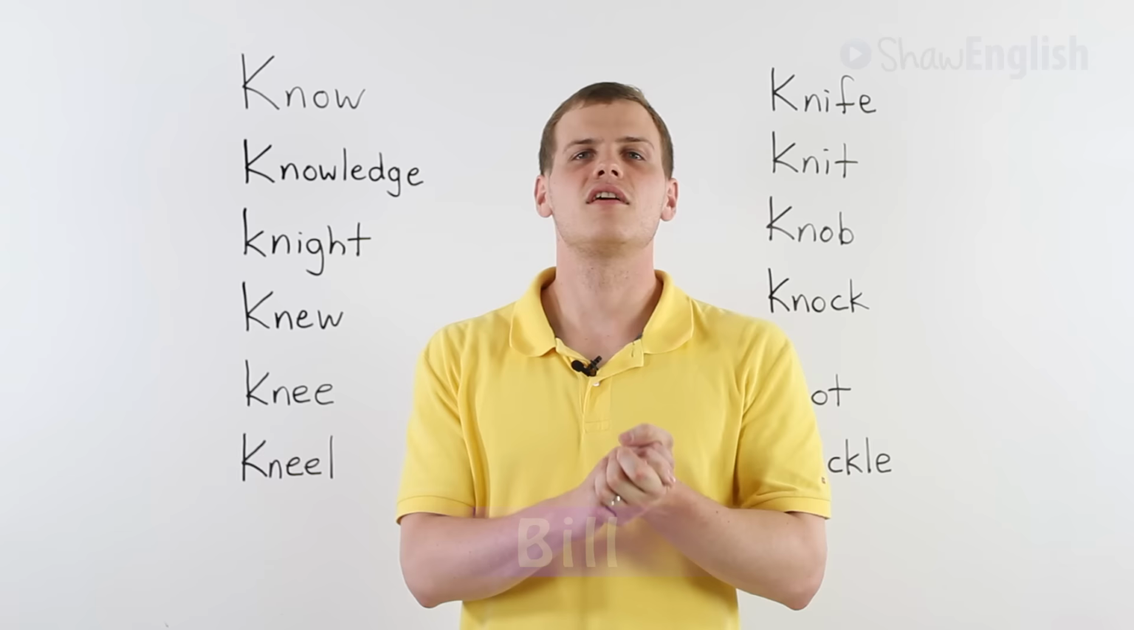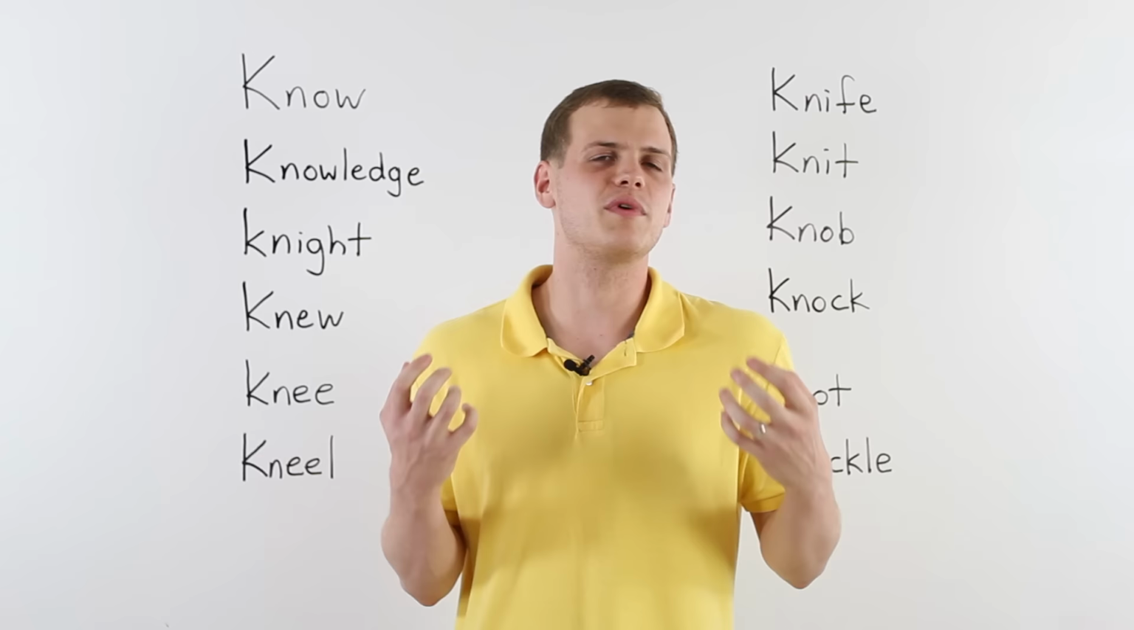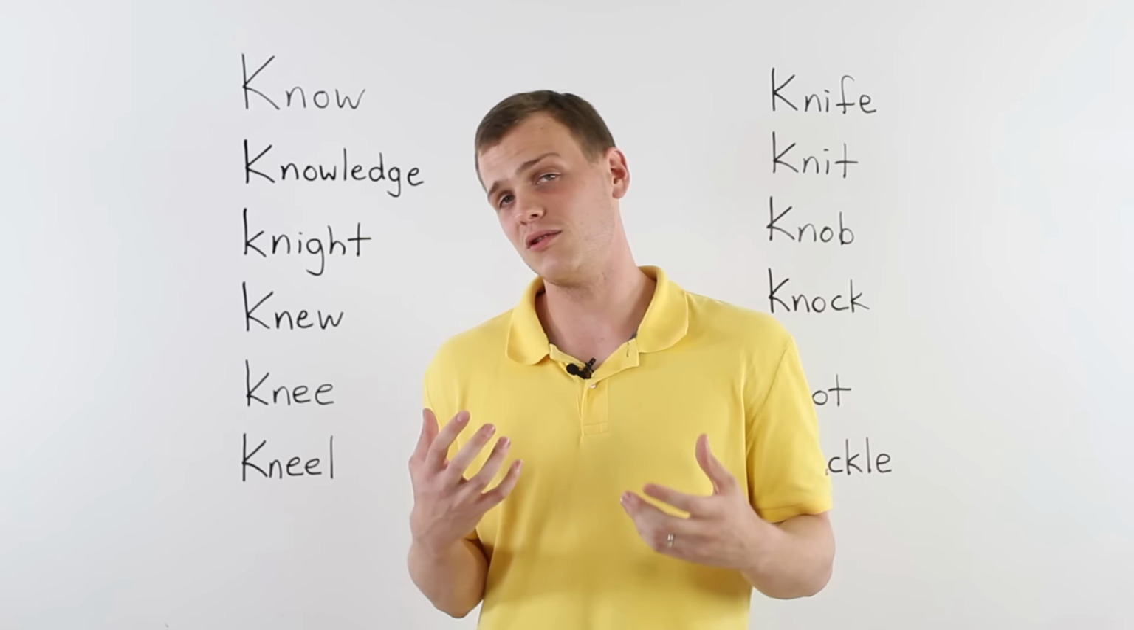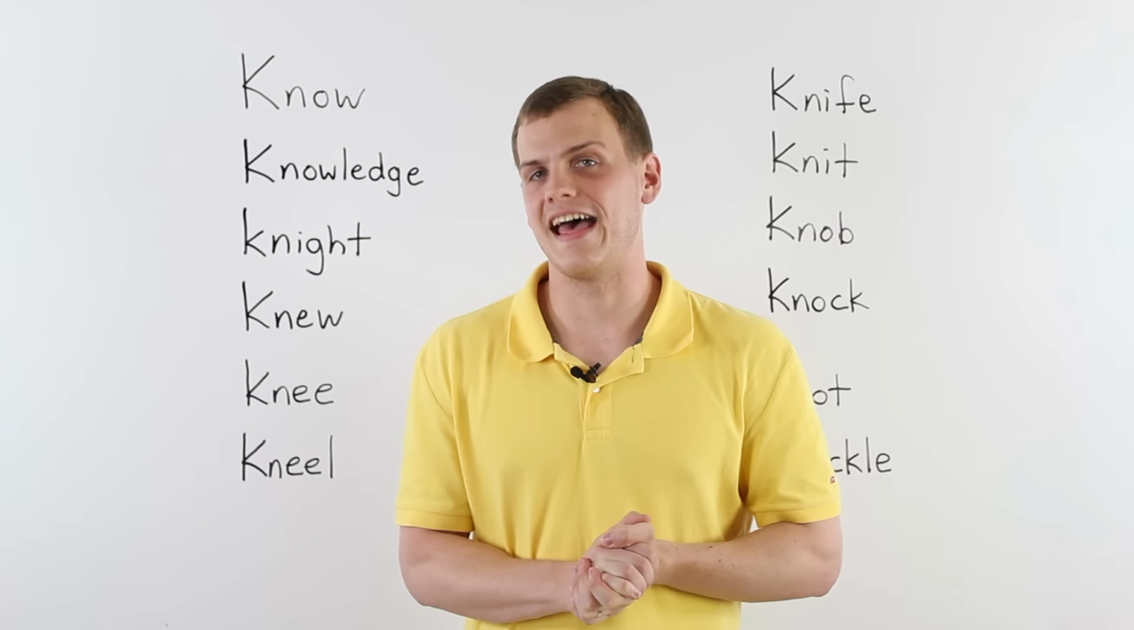Now, sometimes in English we have silent letters. These are letters that appear in a word, but we don't say them when we read that word. So it can be a little difficult when you're trying to listen or read, and I'm just gonna explain this one idea to you. And that is K before N at the beginning of a word.